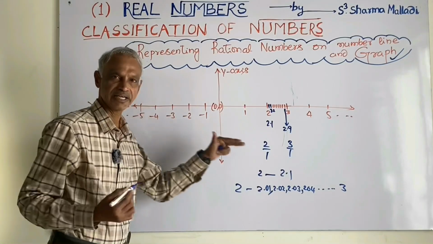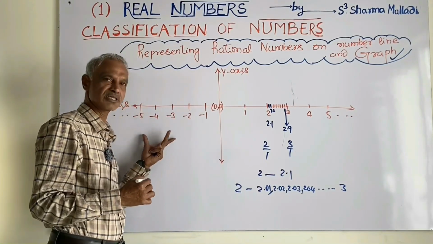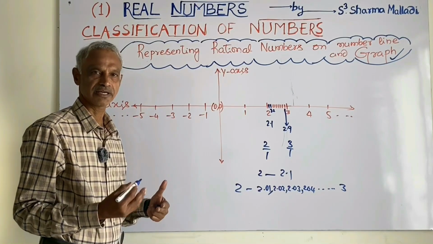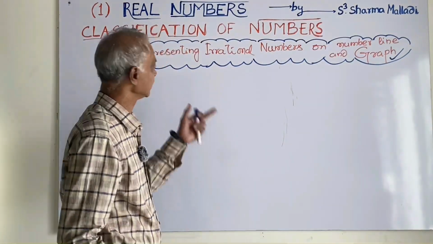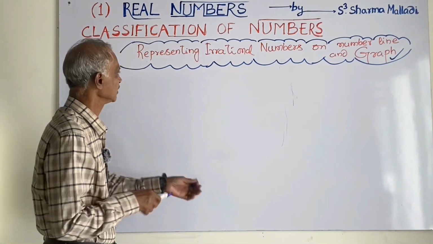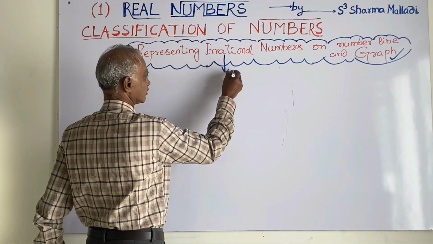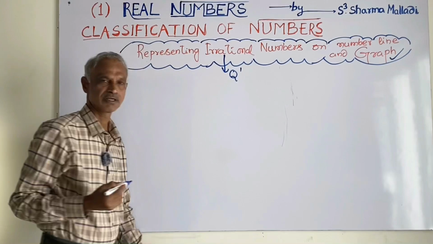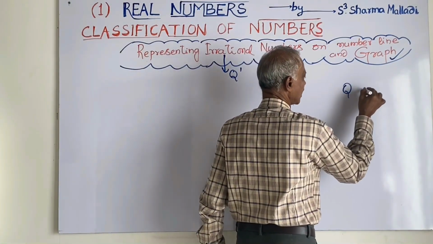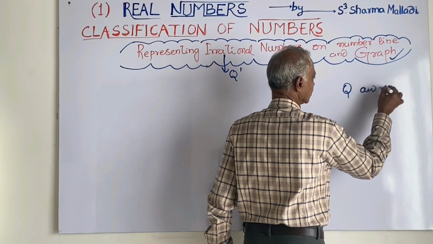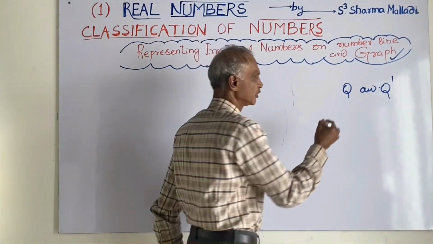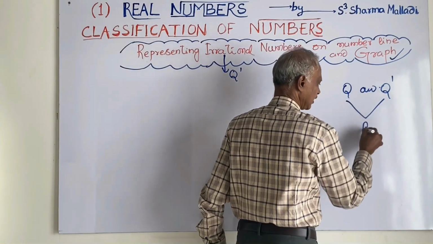These are all real numbers. All rational numbers are real numbers. I will explain what a real number is. Representing irrational numbers on a number line or graph. See, irrational numbers are denoted by Q dash. Real numbers: Q and Q dash together, we will get real numbers.